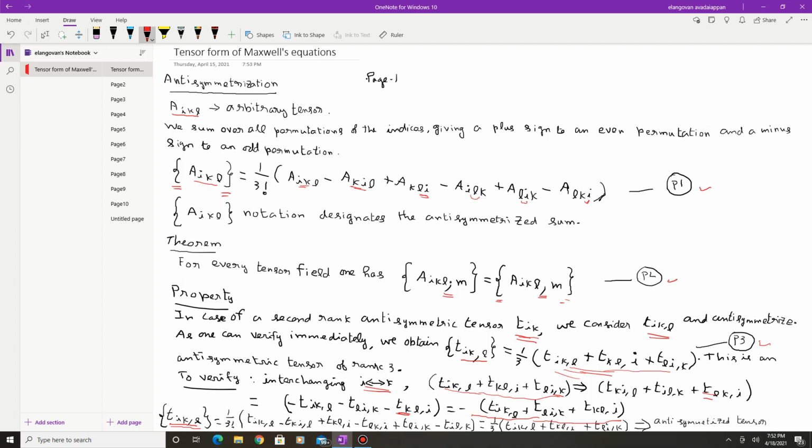So if you substitute back, you will get, previously this 1 by 3 factorial, because here you have this term plus again you have the same term. So 2 times this expression. On simplifying, you will get this result. So this P3 can be easily verified by using the property of anti-symmetrization. Now we are going to use P1, P2, P3 in our later discussions.